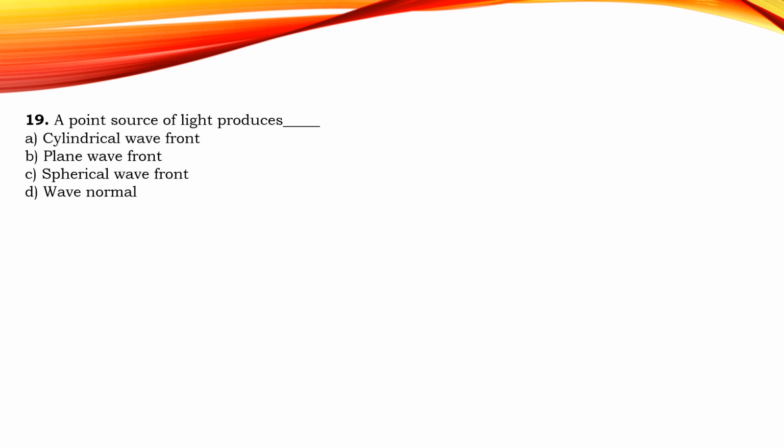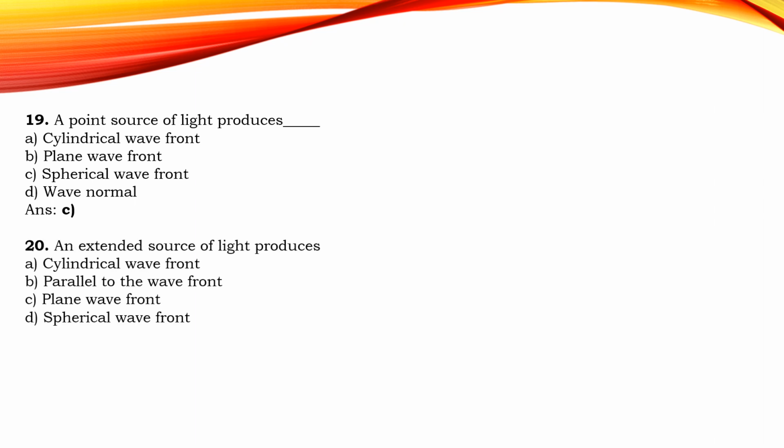Next is a point source of light produces dash, and the options are cylindrical wavefront, plane wavefront, spherical wavefront, normal wave. And the right answer is option C, spherical wavefront. Next is an extended source of light produces, and the options are cylindrical wavefront, parallel to the wavefront, plane wavefront, spherical wavefront. And the right answer is option A, cylindrical wavefront.